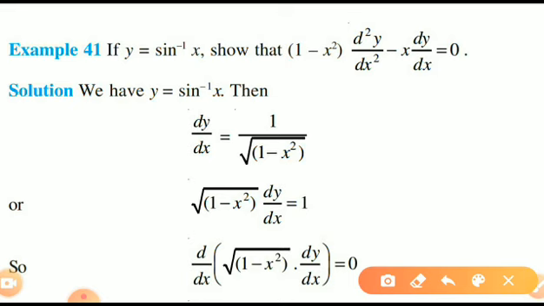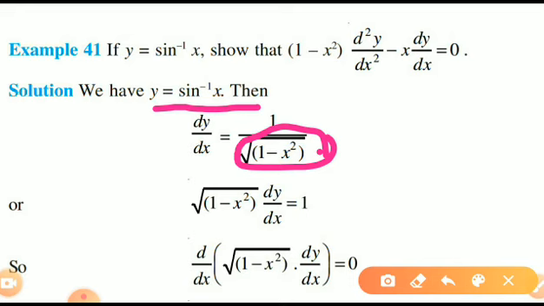If y is equal to sine inverse x, then show that 1 minus x square into d2y by dx square minus x into dy by dx is equal to 0. So first consider y as sine inverse x. Differentiate it with respect to x. So you'll get dy by dx, the derivative of sine inverse x, as 1 by root of 1 minus x square. So it is written here. Now I have here the denominator as root of 1 minus x square.